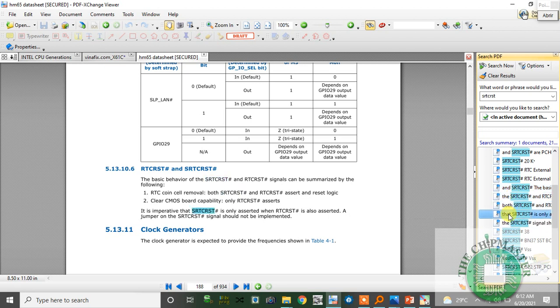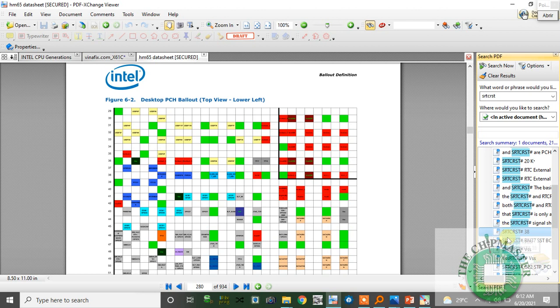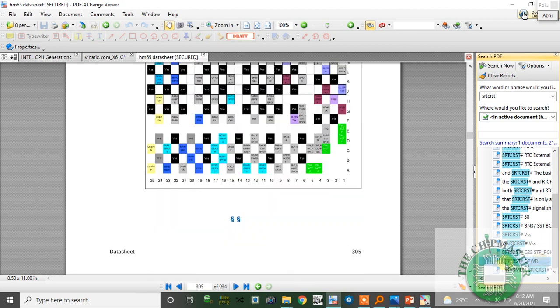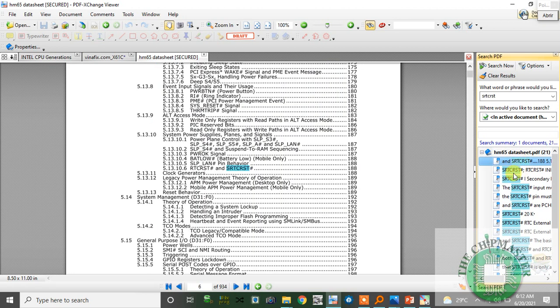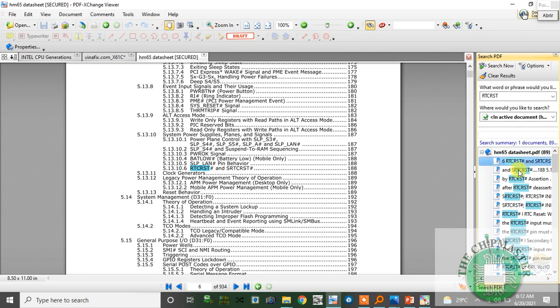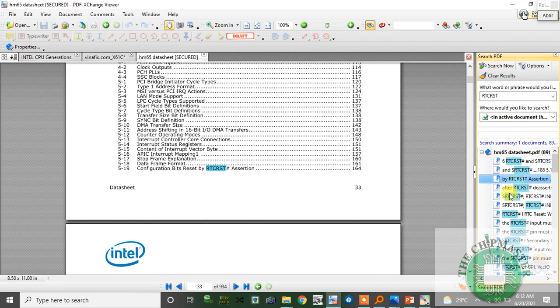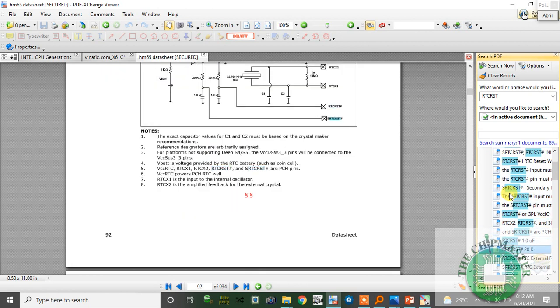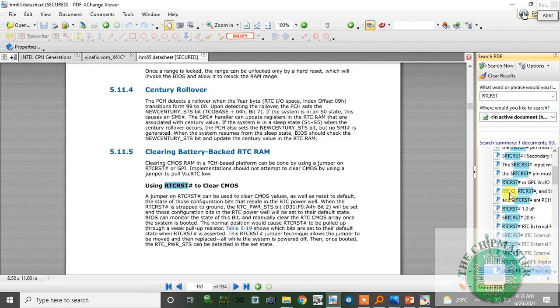RTC reset and SRTC reset. All right. Let's find RTC RST first. I want to show you the complete information about it. All right, that's not it. Let me just see if I can quickly find it. Here we go. So here it is.